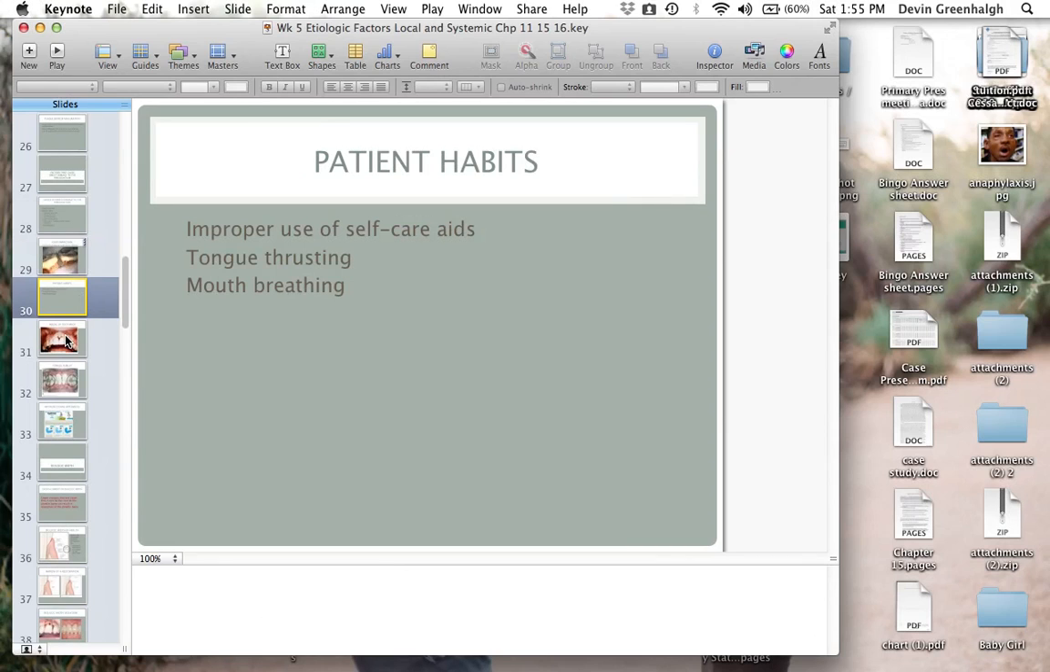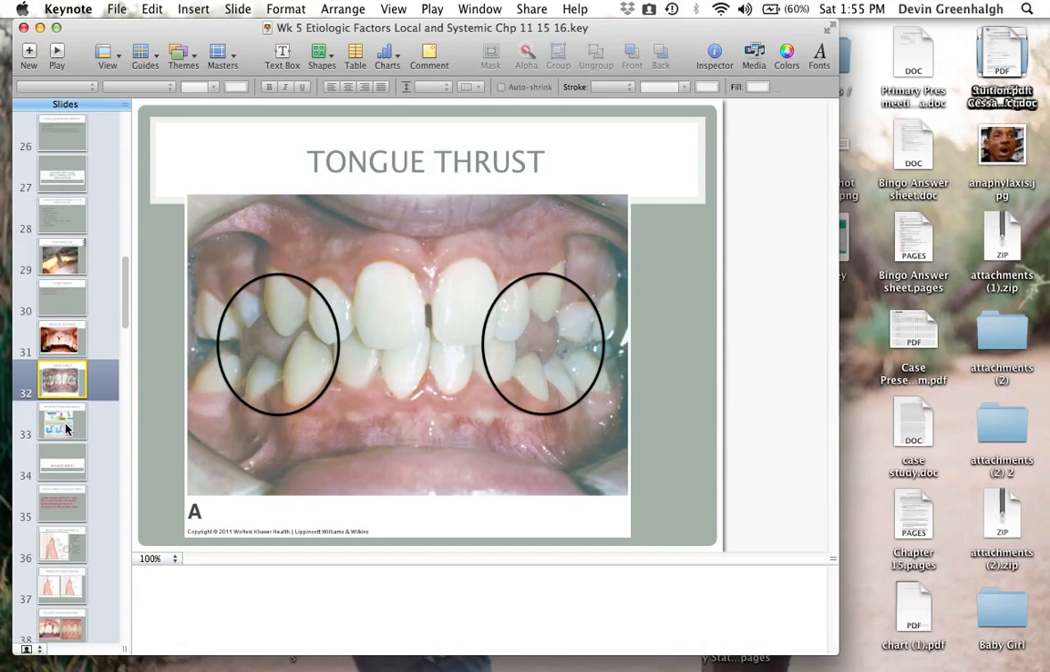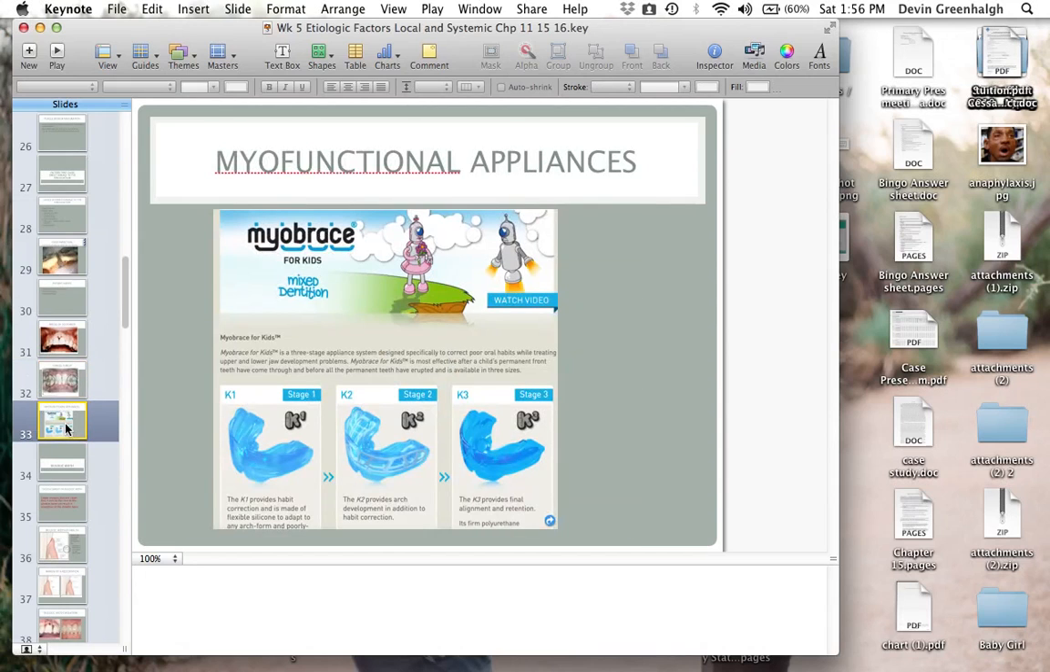Patient habits. So if patients are using toothpicks improperly or floss improperly, you can blunt the gingiva, which can retain food. Also, tongue thrusting can affect the periodontium itself and break it down. Myofunctional habits, like if they're grinding or bruxing, stuff like that.